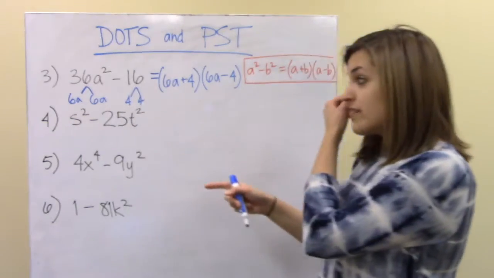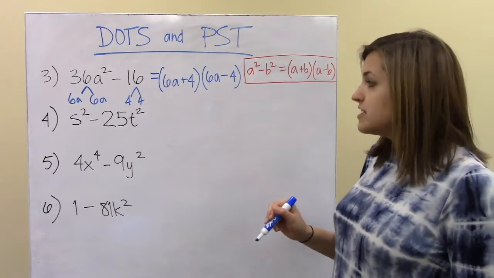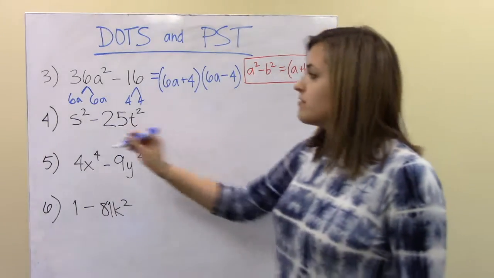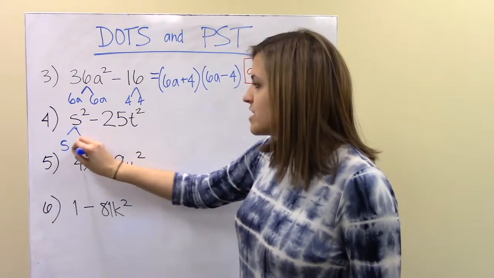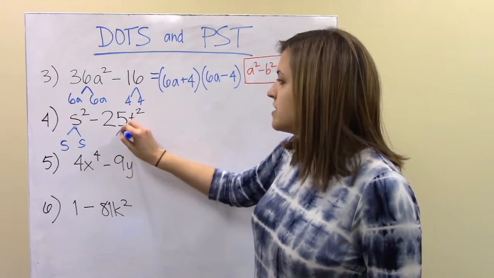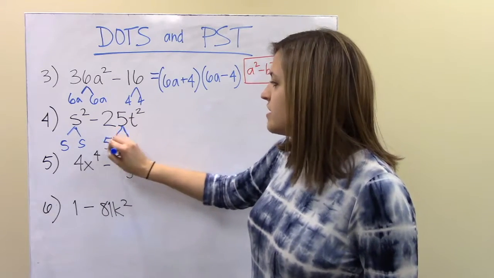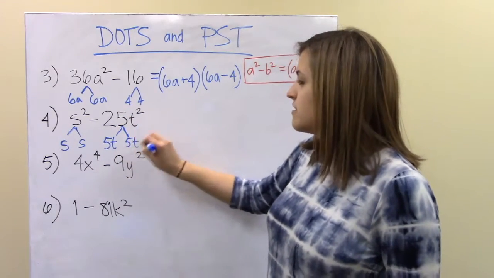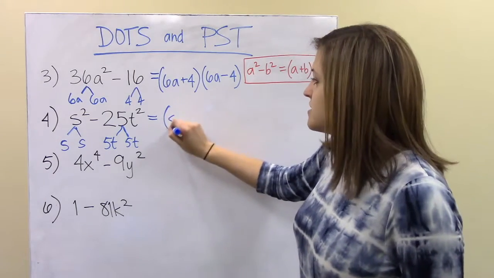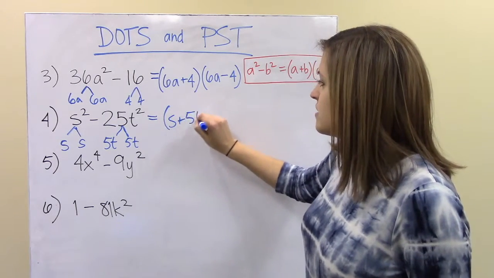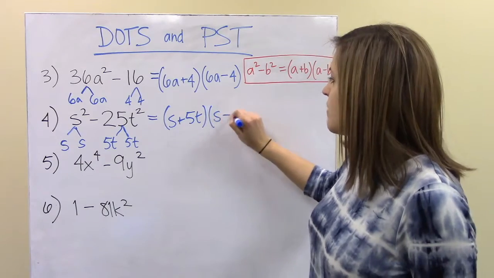Number 4, we have s squared minus 25t squared. First I look at the first term, I see it's s squared, so that's s times s. And the 25t squared is 5t times 5t. So in its factored form, this is going to be s plus 5t times s minus 5t.